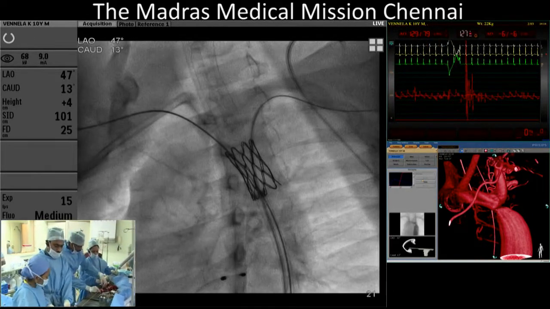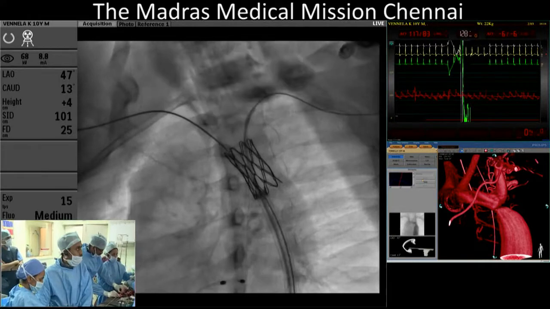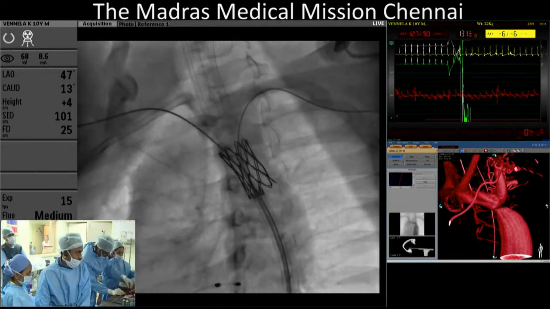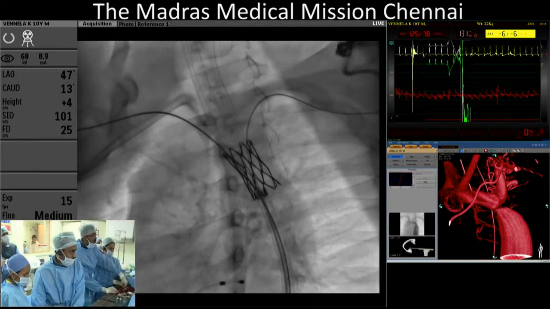So right now I am getting the. So the pressure we are looking at the screen are from the side arm of the sheath. Of the long sheath, correct? Yeah, side arm of the long sheath.